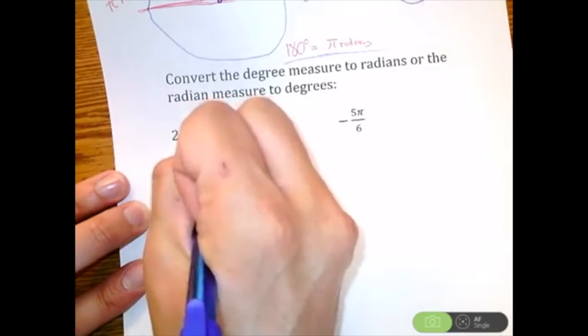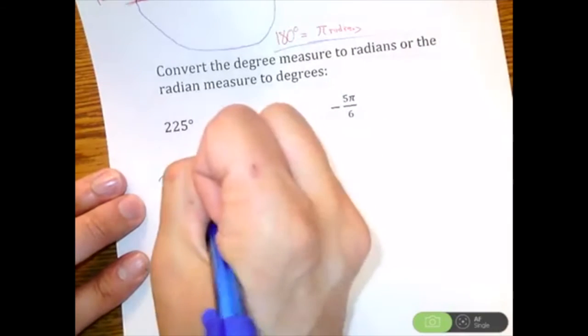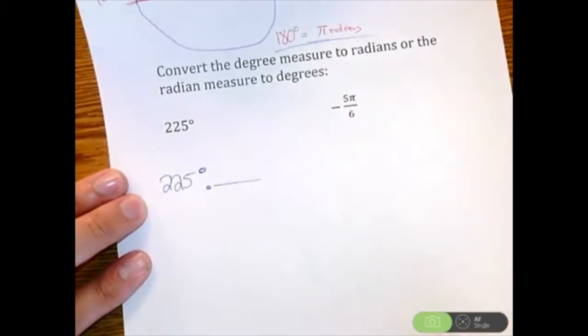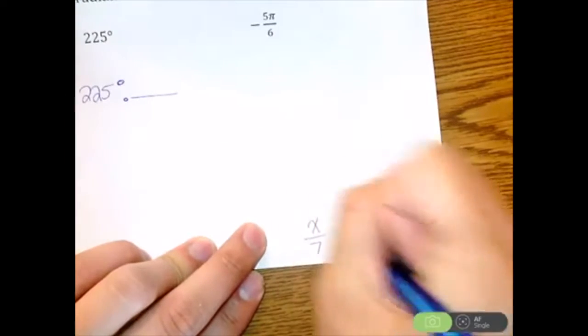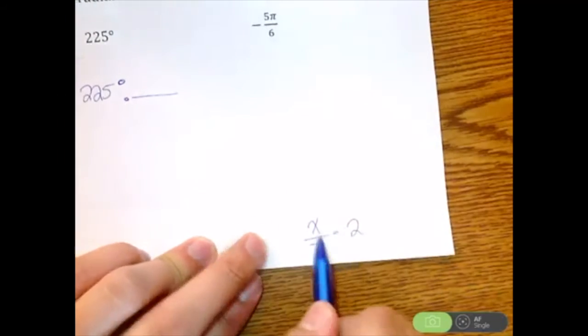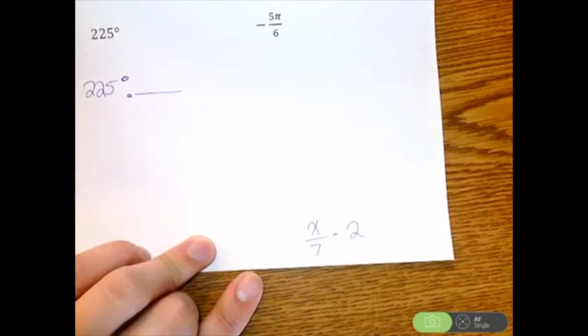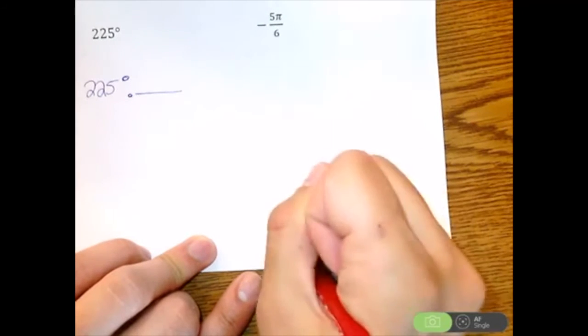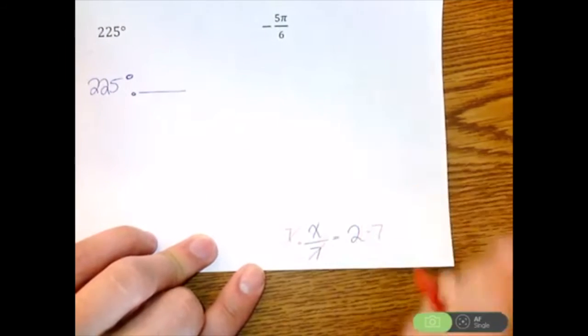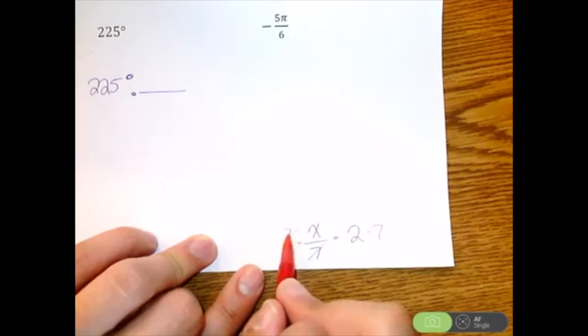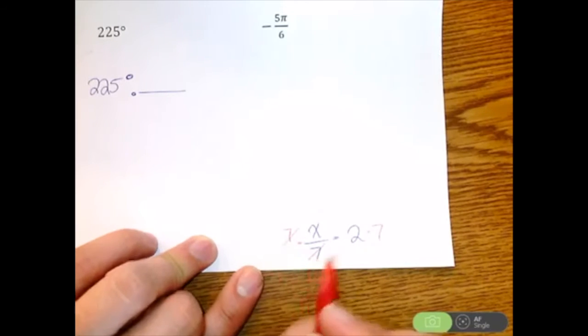So the first thing I'm going to do is start with 225. The key thing here is degrees. So I want to convert from degrees to radians. Now, the idea that I use to help get through this is, if you had, say, this equation, x divided by 7 equals 2, and I said, hey, I want you to solve this equation, well, we can't get x alone yet because we have this division by 7. So how do you get rid of something in the denominator? You multiply by the same thing in the numerator. So the 7 would cancel with the 7. Whenever you have the same thing in the numerator and the denominator, they cancel out.